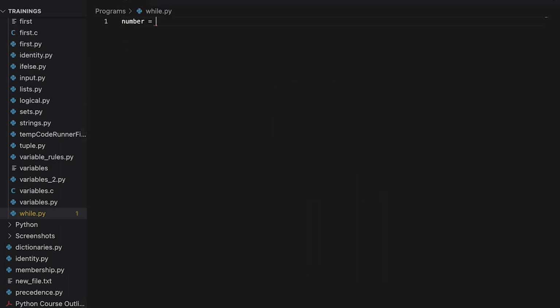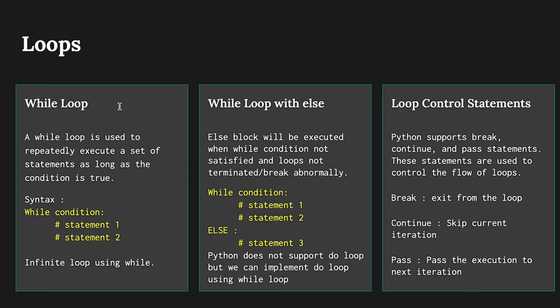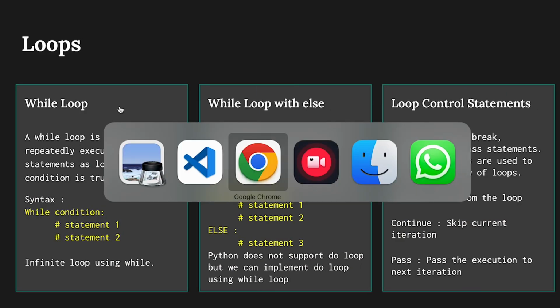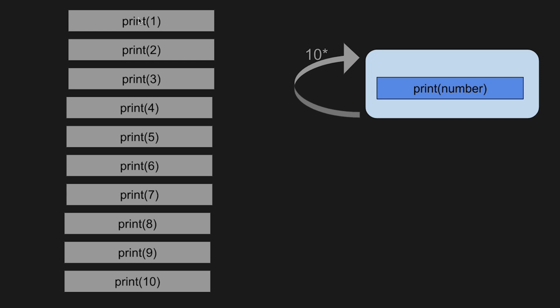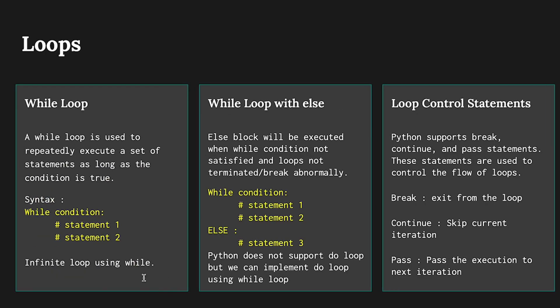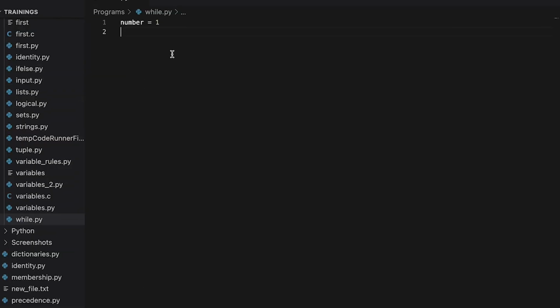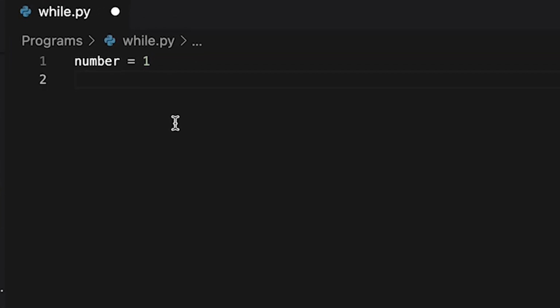Okay, so here I am declaring one number. Why? Because I want to print 1 to 10 numbers. Then what I will do, I will declare a number, number is equal to 1.